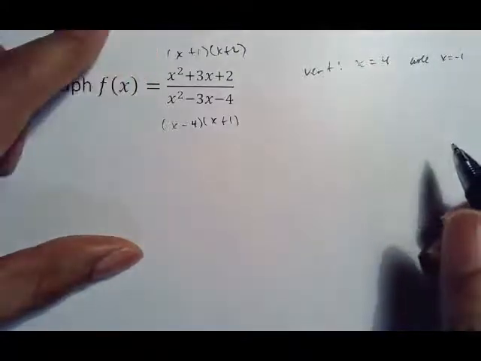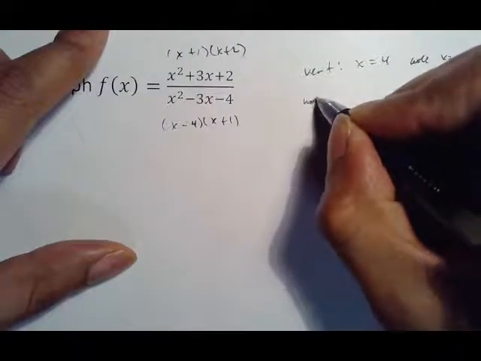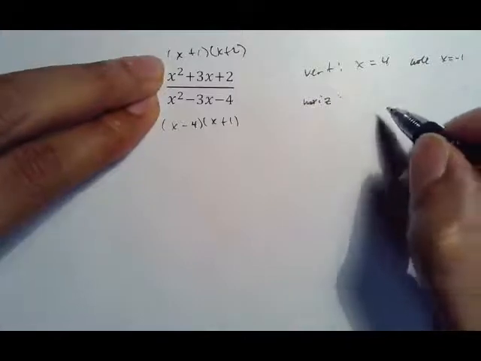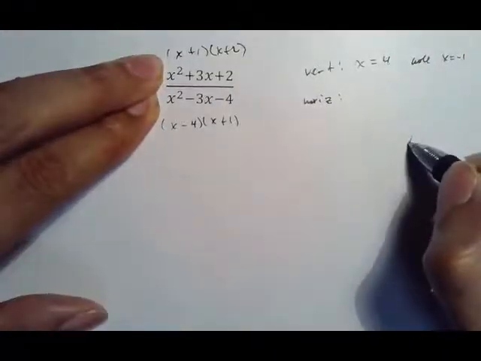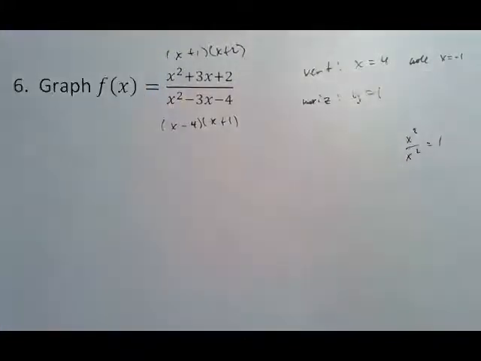Again, experience is a very good thing. Horizontal asymptote, because remember it does have one, is at whatever those two are, because they're the same. So x squared over x squared is equal to 1, so it's at y equals 1.